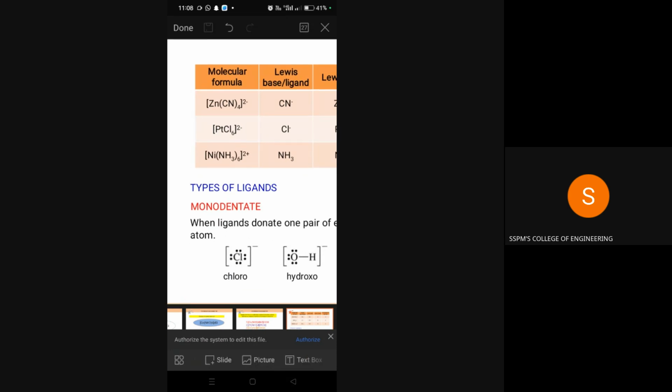ऑक्सिडेशन स्टेट ऑफ झिंक, यू कॅन कॅल्क्युलेट. इट इज +2 charge because of -2 and +4. So answer is +2. देन PtCl6 2-. हे एक्झाम्पल दिलेले आहेत, याचे पण तुम्ही चार्ज कॅल्क्युलेट करू शकता.